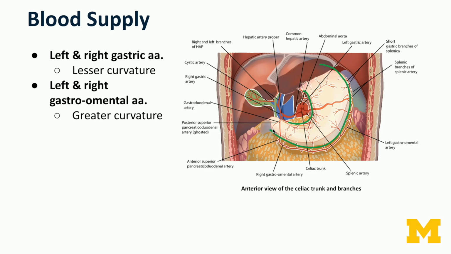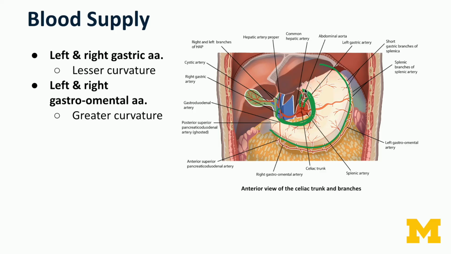The lesser curvature is served by gastric branches. There is a left and a right gastric artery. The left gastric artery comes off of the celiac trunk directly. The right gastric artery comes off of the hepatic artery proper. And so the two of these come together and anastomose, or connect, along that lesser curvature.